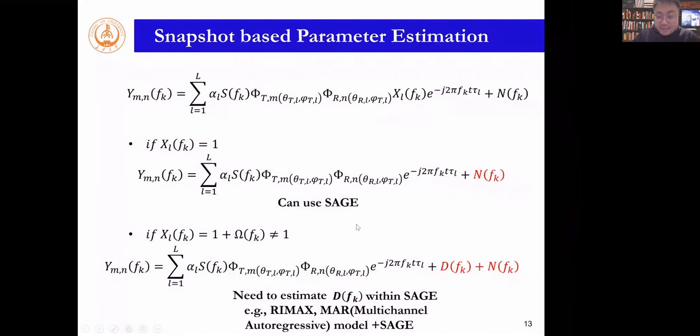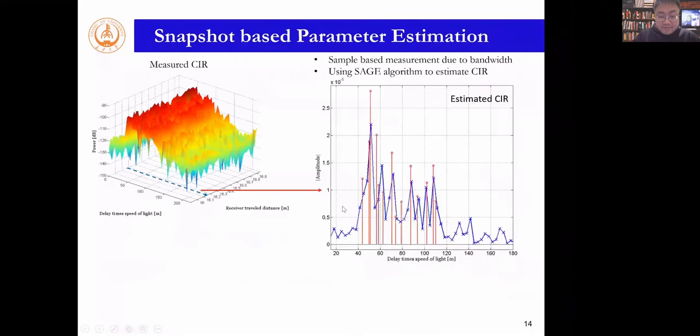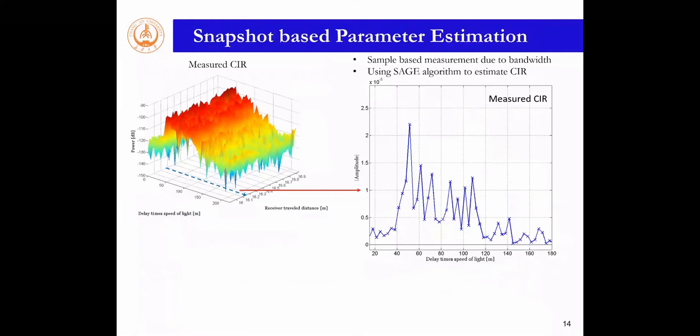Okay, I think I simply skip this part. Too many mathematics. So just some example of using SAGE, the maximum likelihood estimator, to extract the channel path parameters out of the measurement data. On the left side, you see measurement data using the RF devices. One axis corresponds to the receiver travel distance, indicating that the measurement is designed for a time-varying situation. Another axis is delay times speed of light. So we convert the delay from the time domain to the distance domain.